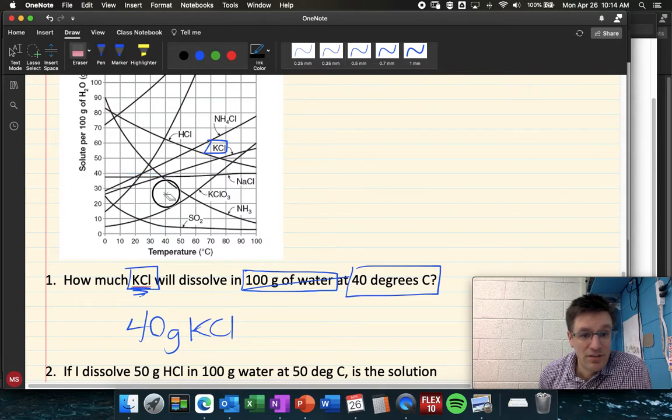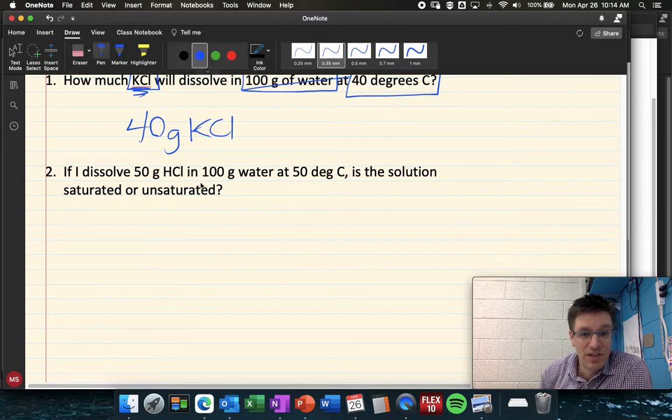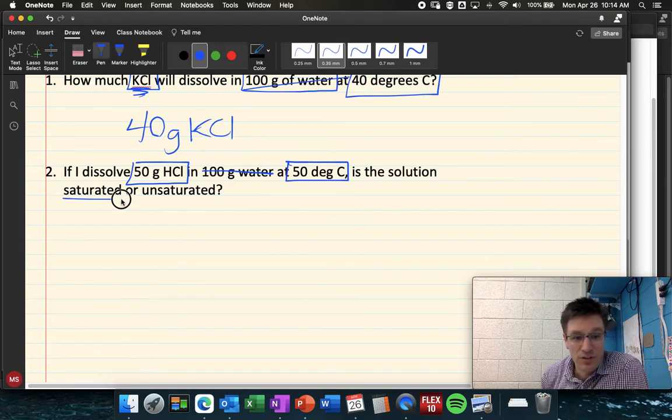Let's go ahead and erase that. We'll go to the next one. Now we're going to look at a different compound, HCl. Again, the 100 grams water, we can ignore that. That's already on the graph. And we're going to look at it at 50 degrees C. This time the question is different. This time it says, I'm going to try to dissolve 50 grams of this in water at 50 degrees Celsius. And I want to know, is that going to work? Is the solution going to end up being saturated or unsaturated?